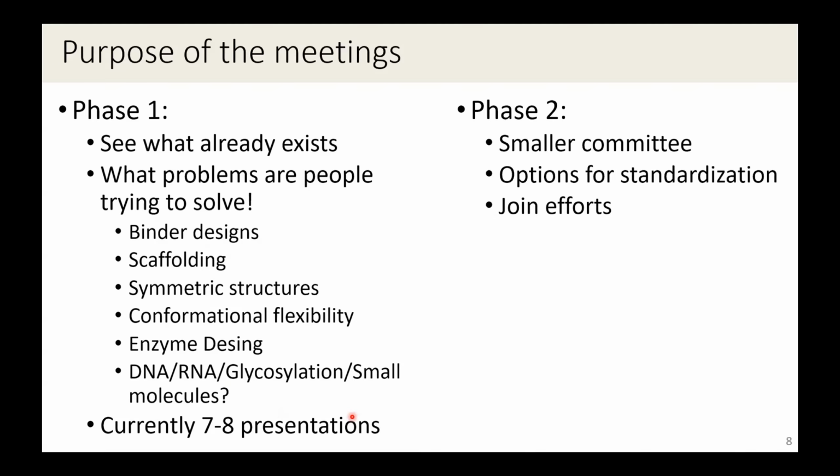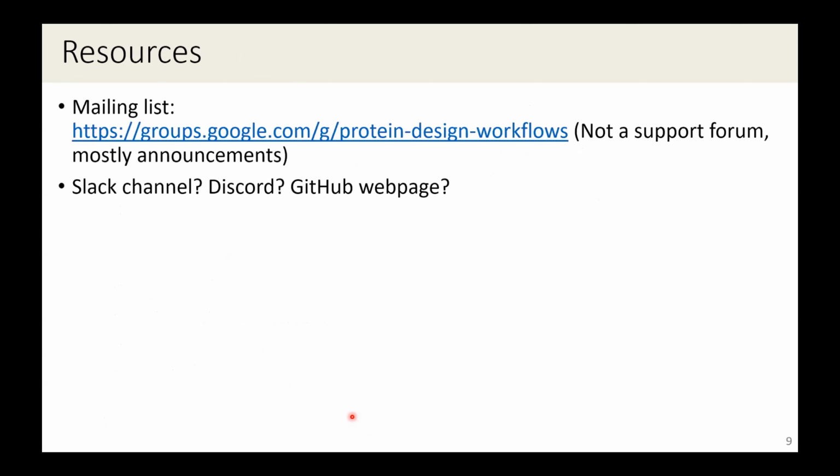And then in phase 2, we'll probably meet in a smaller committee and see if we can join some efforts or if we can develop a standard or if there is any space there to avoid this duplication. As far as resources go, currently we only have the mailing list that was identified as the lowest common denominator that everybody can use inside Rosetta Commons and of course inside all the companies. And maybe as time goes on, we will add a Slack or Discord or GitHub.